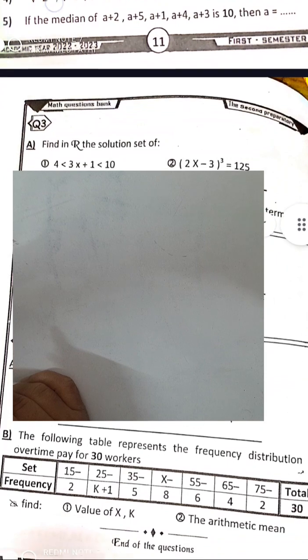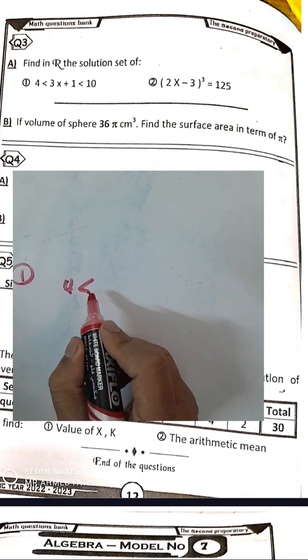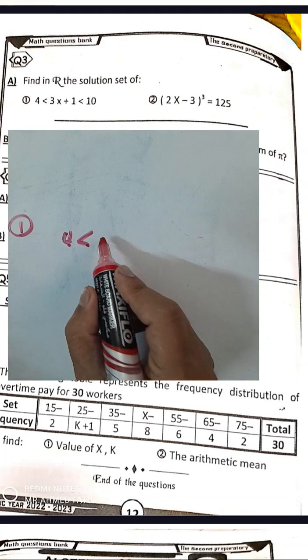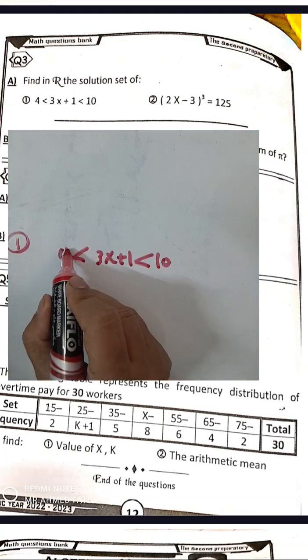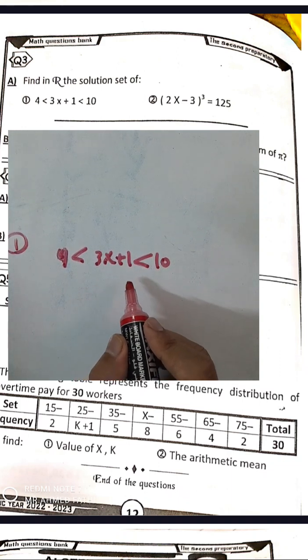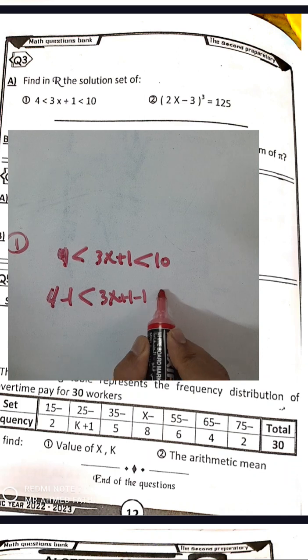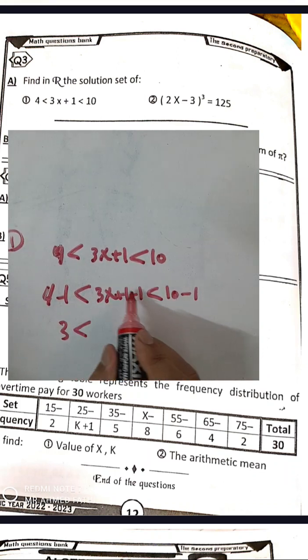Next question. Find in R the solution set of this inequality: 4 less than 3x plus 1 less than 10. We must cancel the 1 by subtracting it: 4 minus 1 less than 3x plus 1 minus 1 less than 10 minus 1. 4 minus 1 equals 3, and cancel 1 by 1.